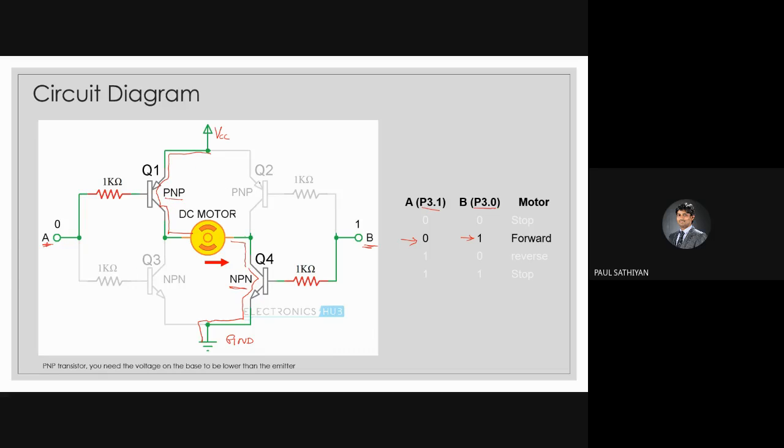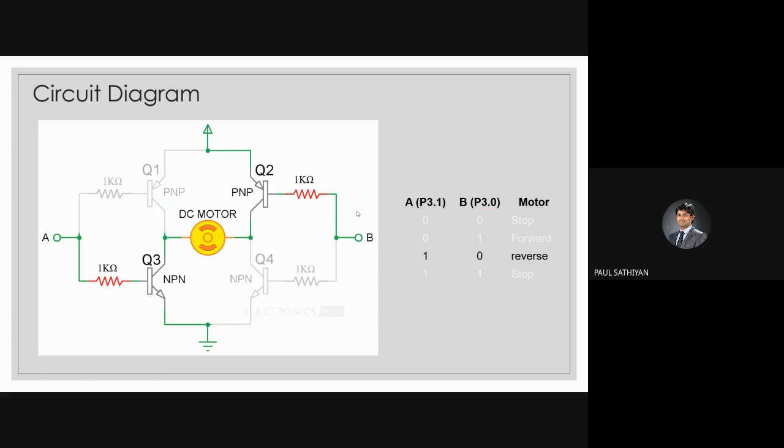What happened to the other two transistors, Q2 and Q3? They remain off, because when you give 1 at B, Q2 is off, and when you give 0, Q3 will be off. So this will be in one direction.